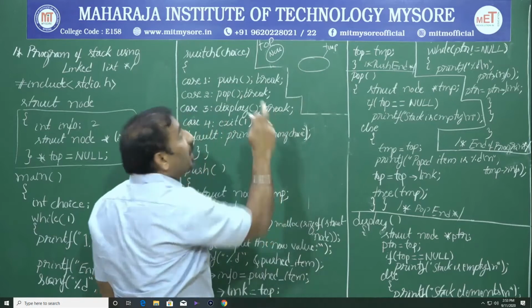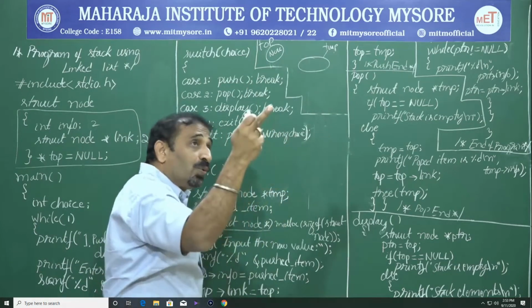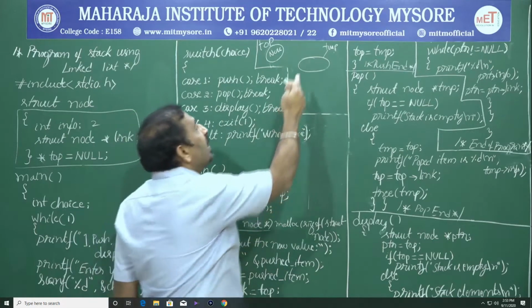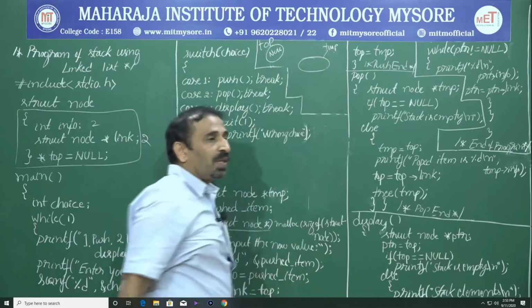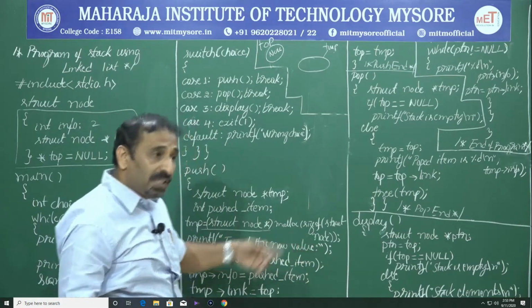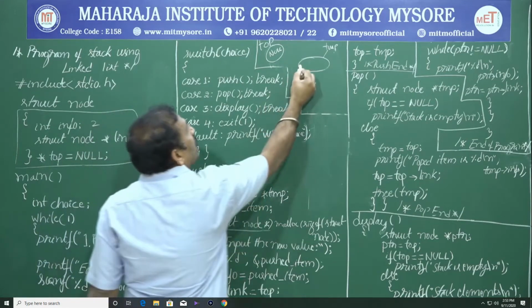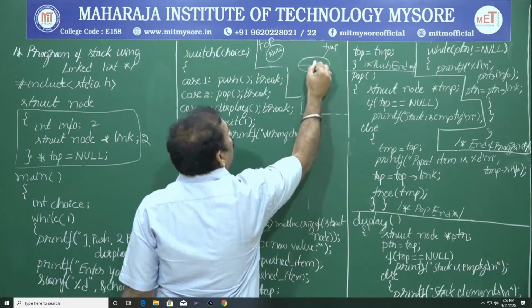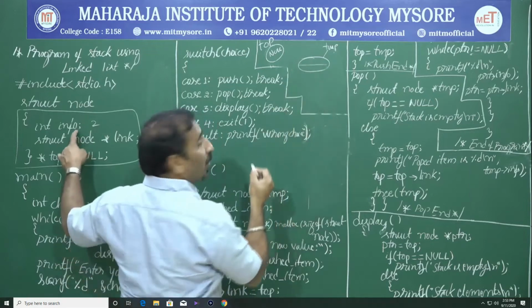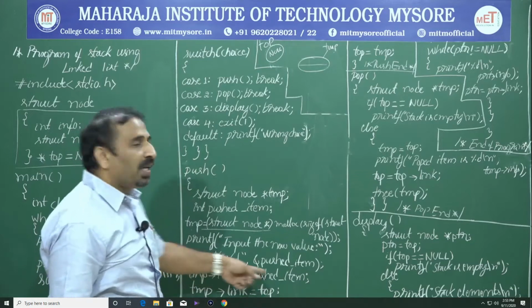Please observe this carefully now. Top is having null, TMP is having the node, an empty node, and its address is stored in TMP. So, this is the status right now. So, printf enter the new value, please enter the new value to be stored into the stack. The node has got 2 components. One is the data component, which you have already seen here. Read that value.